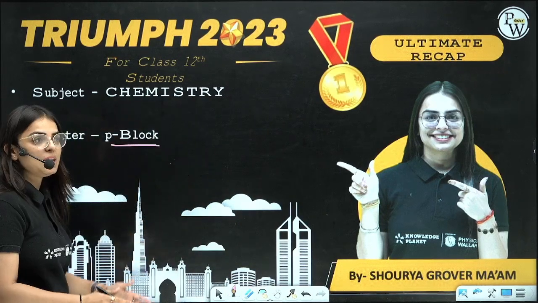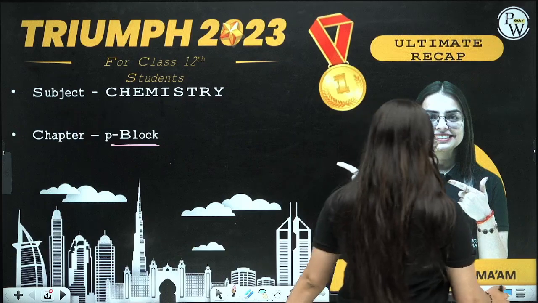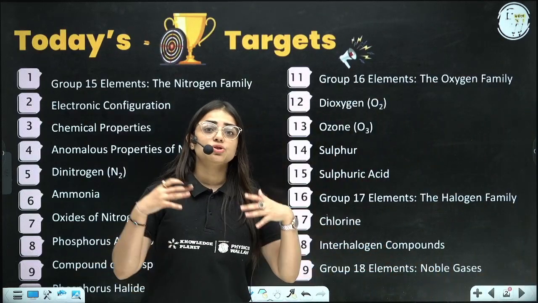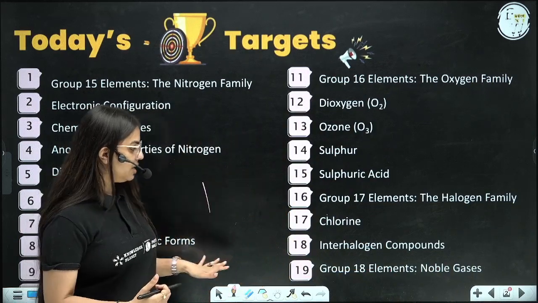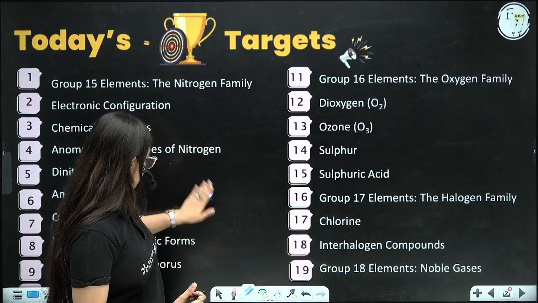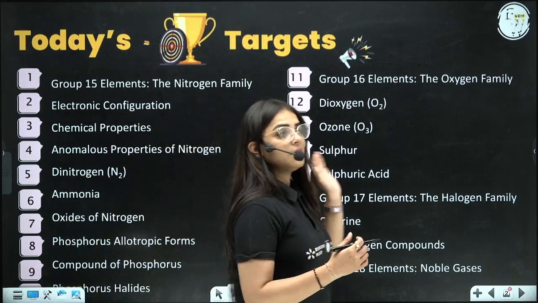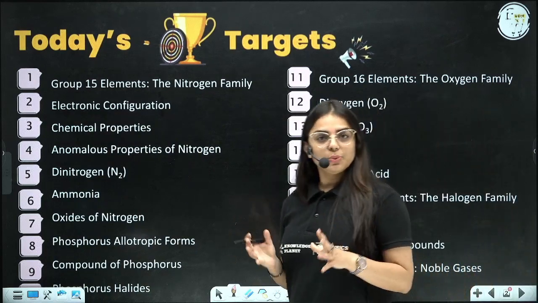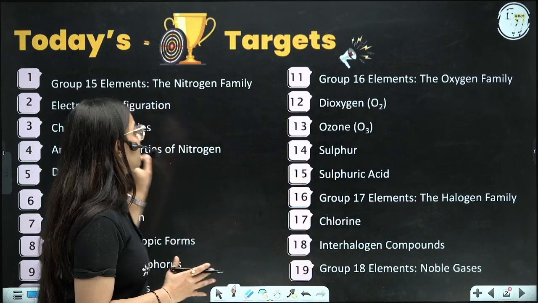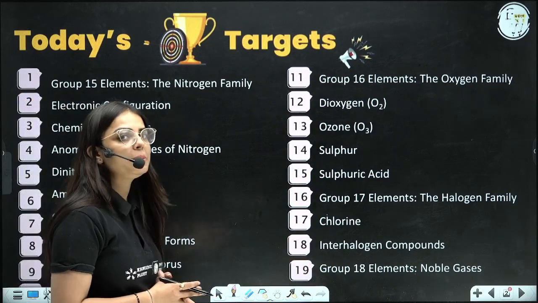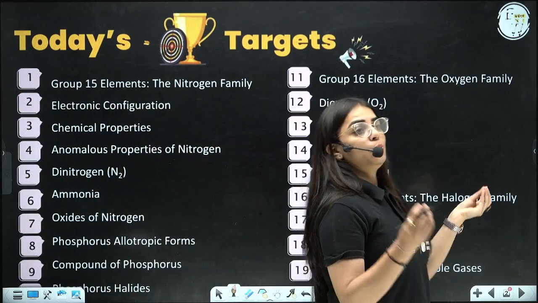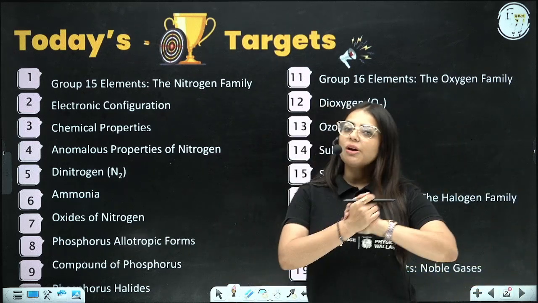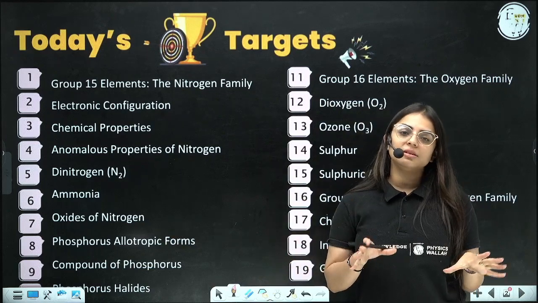The chapter name is P block elements, and we are going to do the complete recap session here. So what is today's target? This is the complete sequence that is provided to you, how we are going to do it. The very first part that we are going to start with is group number 15 elements, students, which is the nitrogen family. As I've already told you, we'll be doing group number 15 to group number 18 in this complete recap session. So group number 15 lies under the nitrogen family.